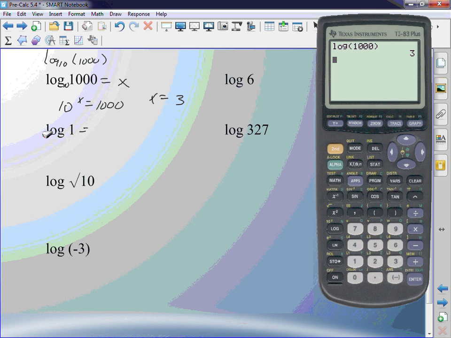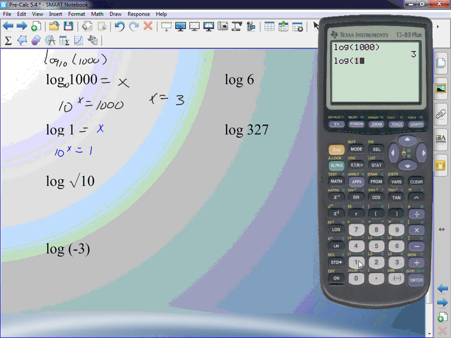Because if there's no number attached to the log, there's no base, it's automatically a 10. So this means 10 to the x is 1. What exponent will give me a 1? 0. Now I can hit log of 1, and it will tell me 0. 10 to the 0 power gets me 1. Right. Correct.